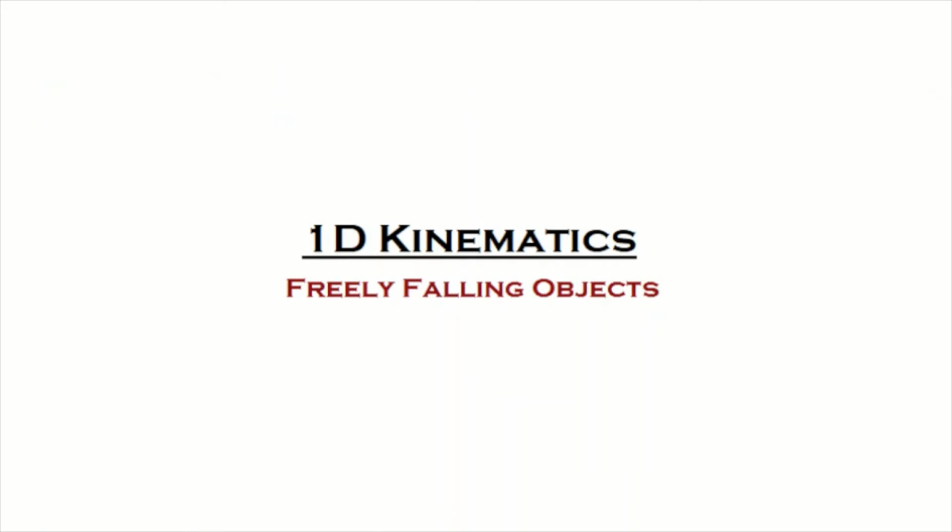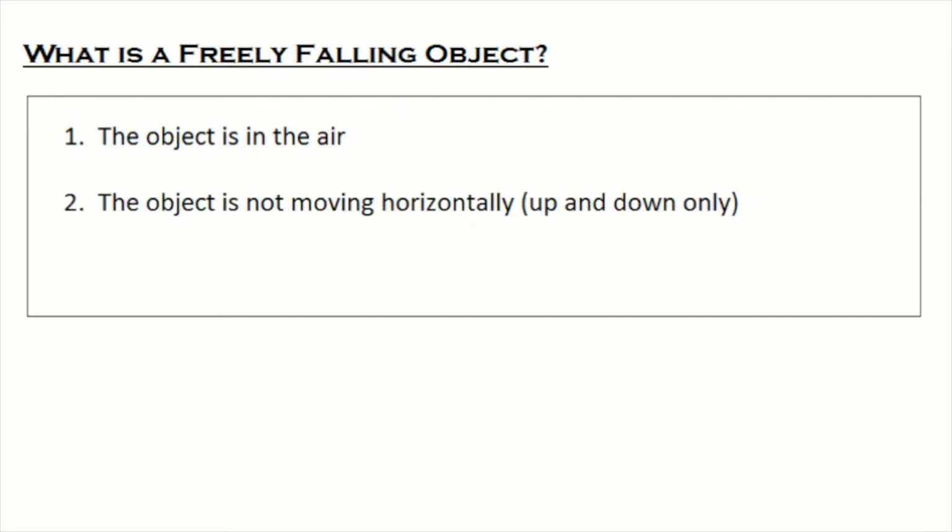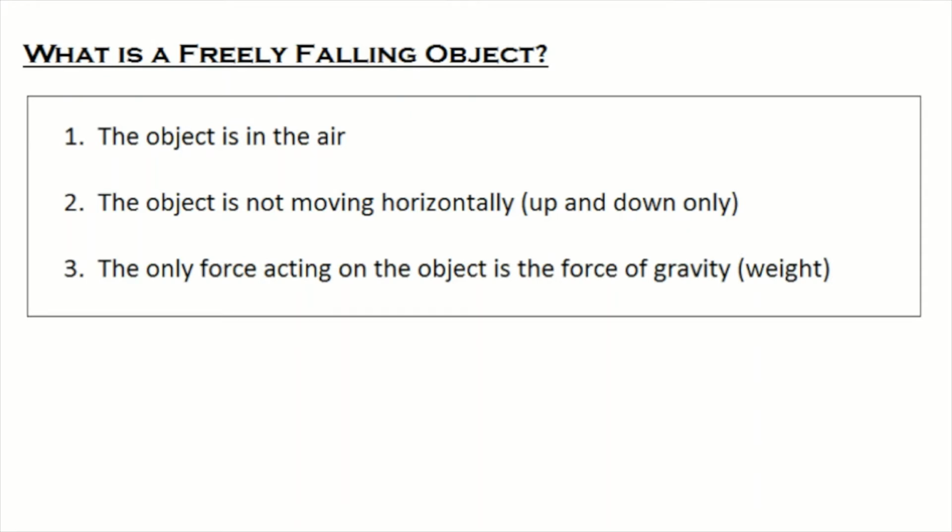In this video, I'm going to focus on freely falling objects. What is a freely falling object? Well, there's three things. Number one, it must be in the air. Number two, the object is not moving left or right horizontally. It stays in a vertical plane and moves only up or down. Third, the only force acting on the object is the force of gravity. It's also known as its weight.